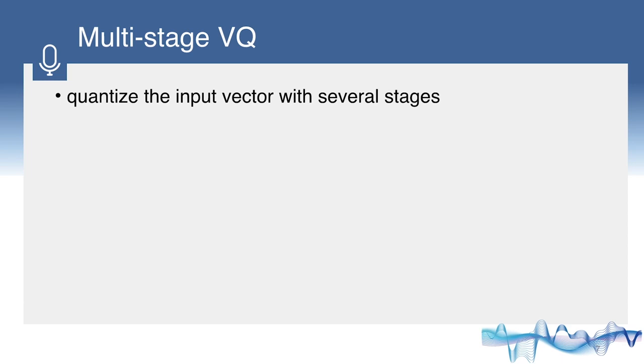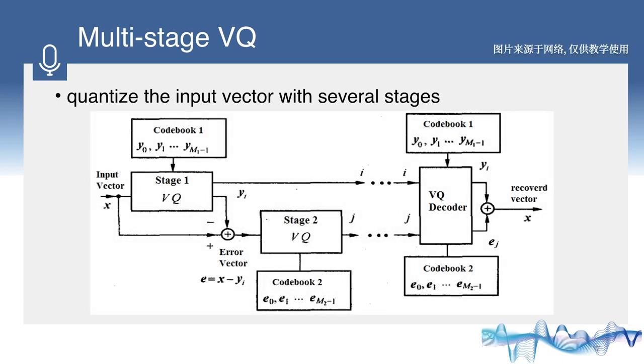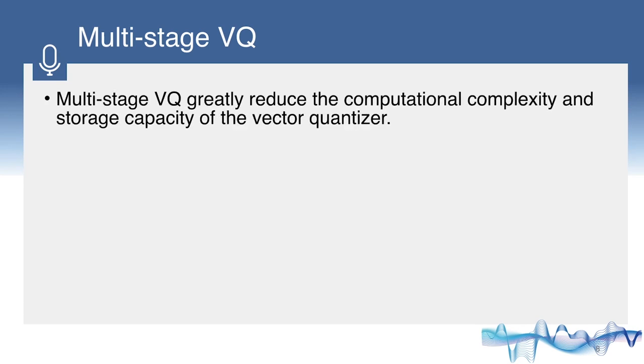The multi-stage VQ will quantize the input vector with several stages. For each stage, the difference between the input vector and the output vector leads to the error vector, which will be quantized with another vector quantizer in the next stage. Each stage has its own codebook trained ahead. The multi-stage VQ can greatly reduce the computational complexity and storage capacity of the vector quantizer.